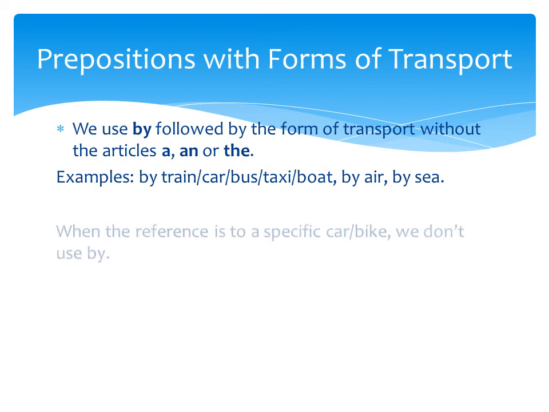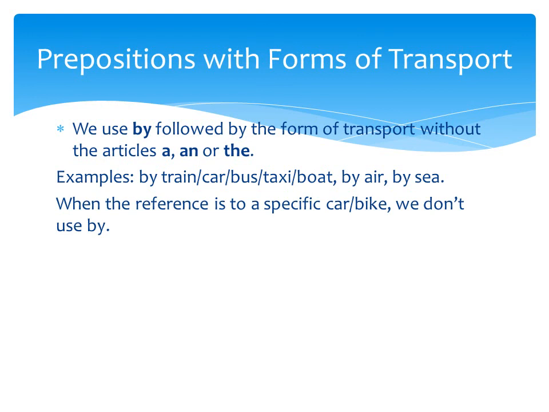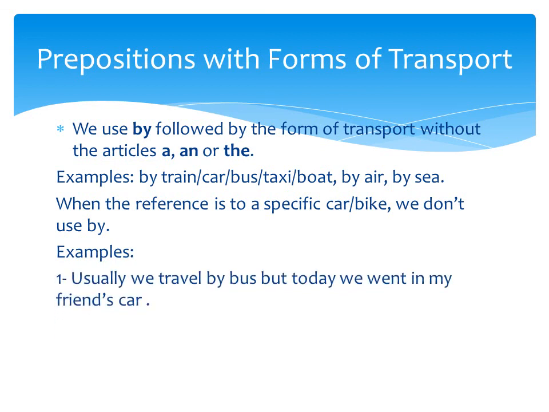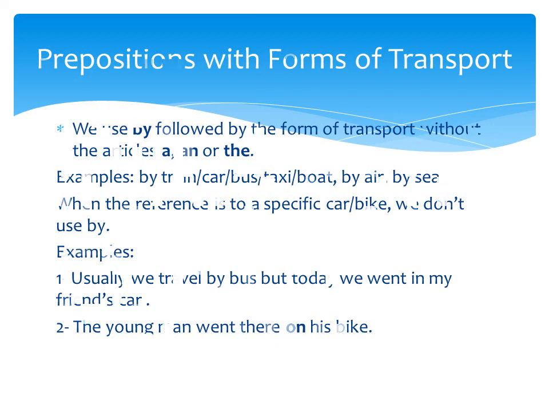It's very simple. When the reference is to a specific car or bike, we don't use by. For example, usually we travel by bus, but today we went in my friend's car. Here we are using in because it is a specific car. It's a friend's car. Number 2, the young man went there on his bike. Here the bike is specific. It belongs to that young man. That's why on is used over here instead of by.